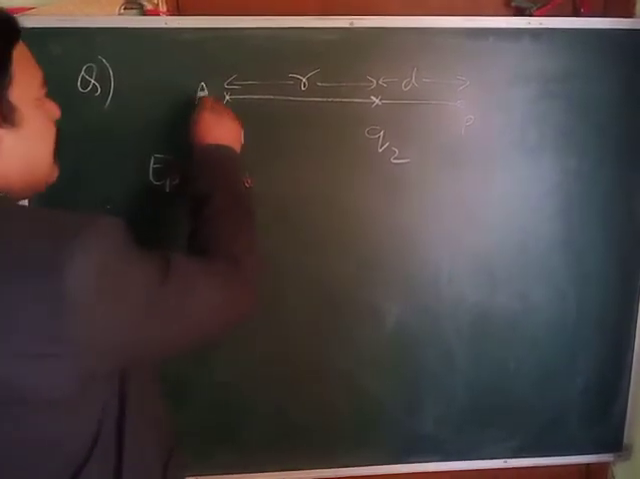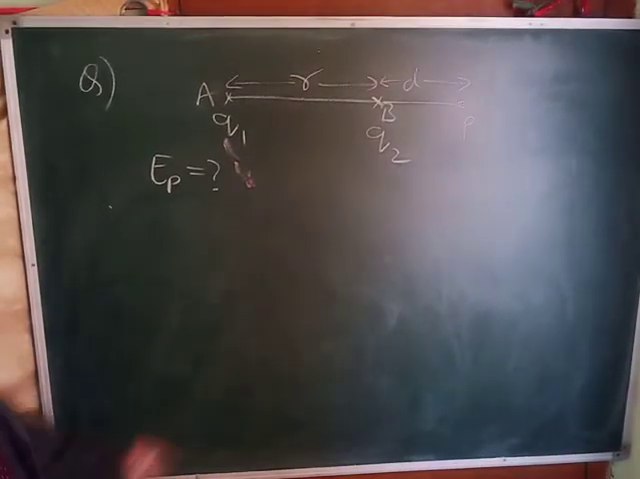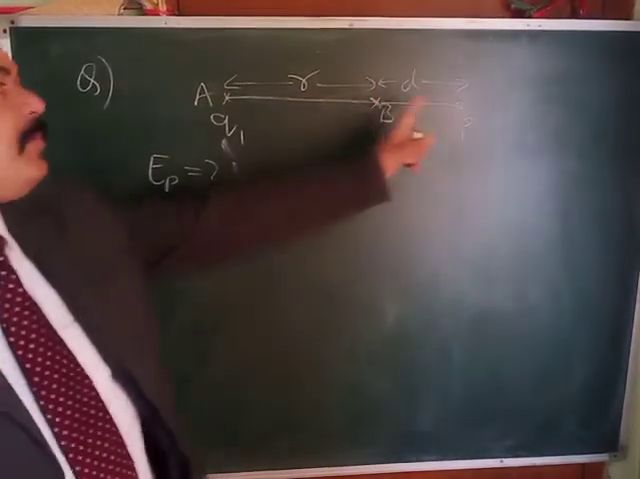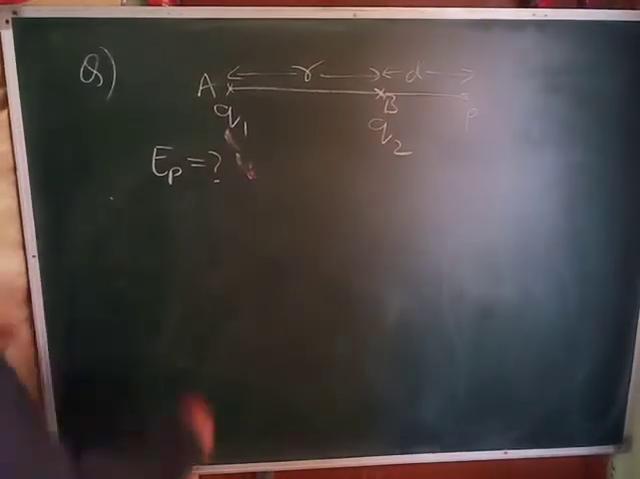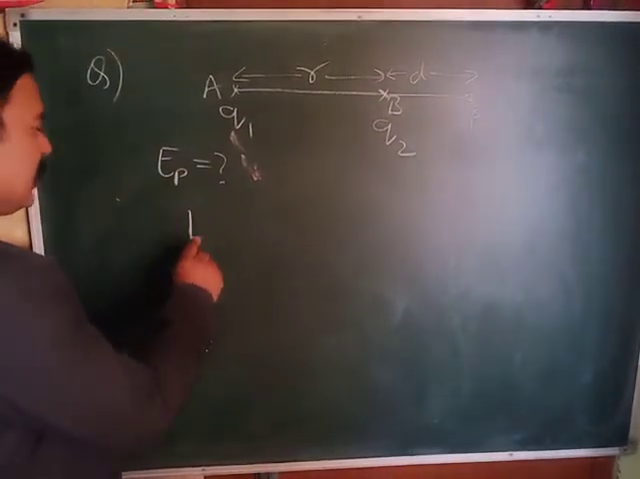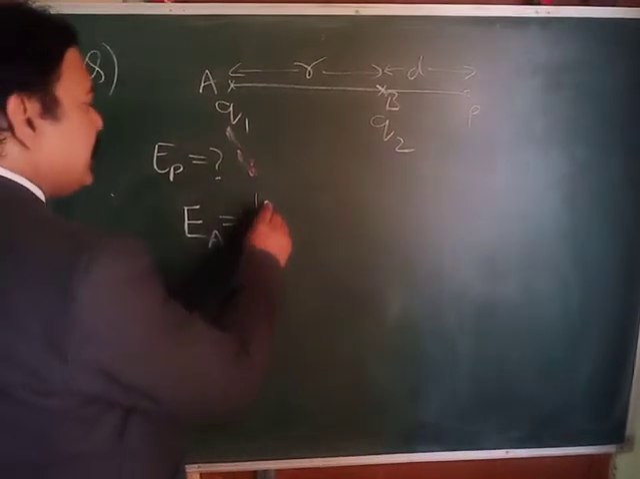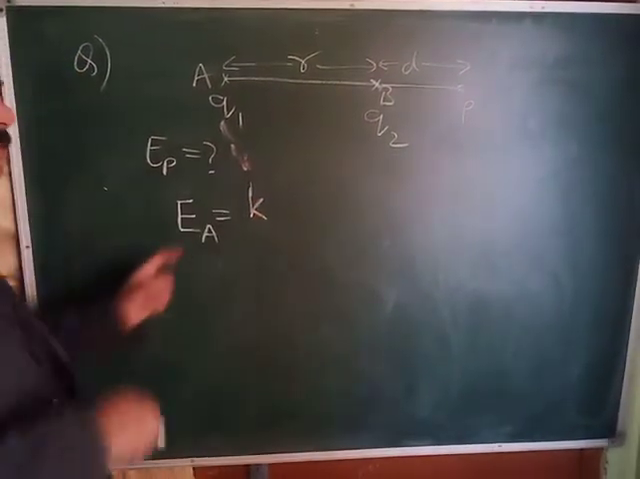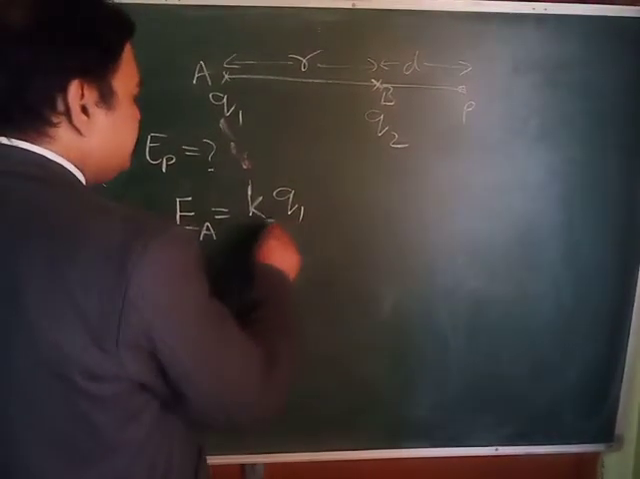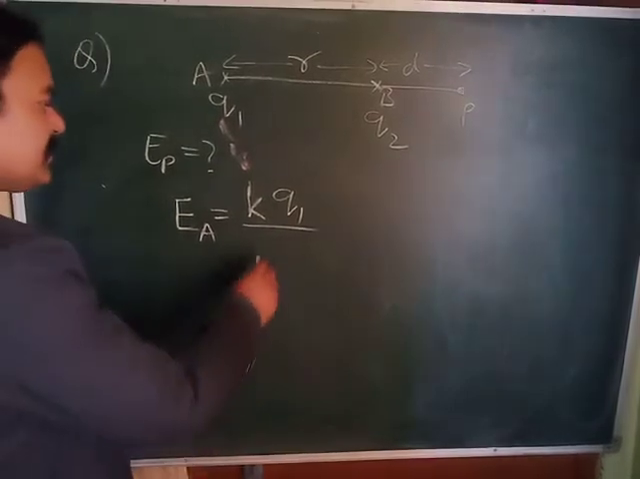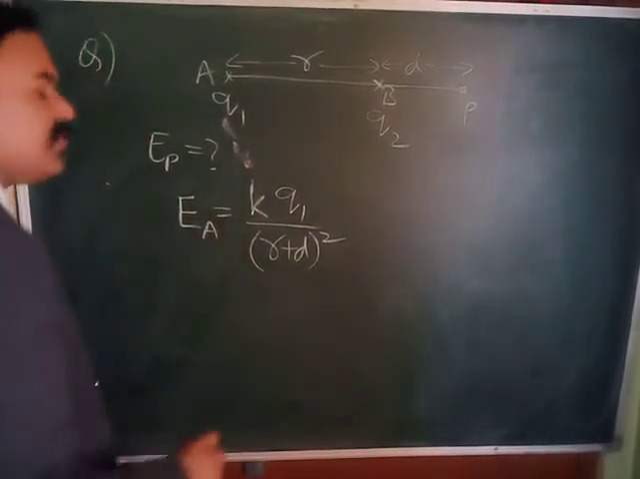Let us mark here capital A, and here capital B. Now from A, what is the distance of point P? It is obviously R plus D. So the electric field due to the charge placed at point A will have magnitude K Q1 upon the distance squared, that is (R plus D) whole squared, since the medium is free space.